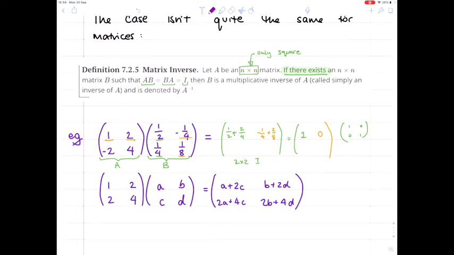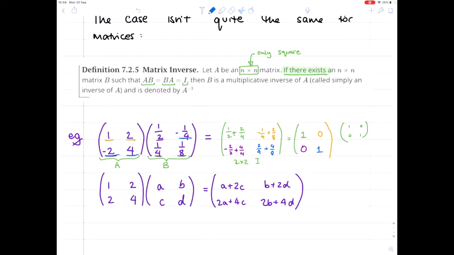And I've got minus 2 times a half plus 4 times 1 over 4. So that gives me minus 2 over 2 plus 4 over 4. So that's minus 1 plus 1, which is 0. So that's looking good. And finally, minus 2 times minus a quarter plus 4 times an eighth. So that's going to give me 2 over 4 plus 4 over 8, and that gives me 1.